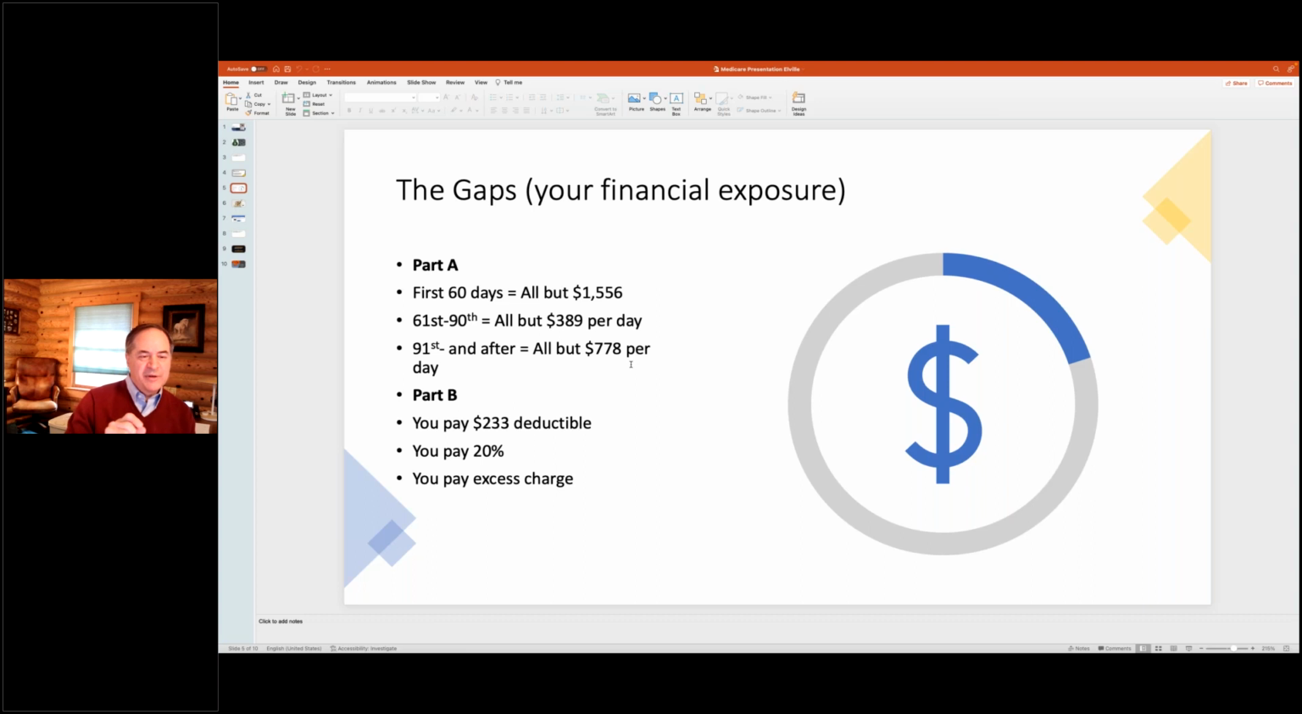Now, before we go on, I'm going to talk about Part B. Part B, you've got a deductible of $233, but that's once a year. It's an annual deductible. And then it's also an 80-20 plan. That's the expensive part about Part B. Once again, if you don't have a plan and you end up having to pay for Medicare Part B, your 20% can end up costing you a small fortune. And there's also one other thing called excess charge.